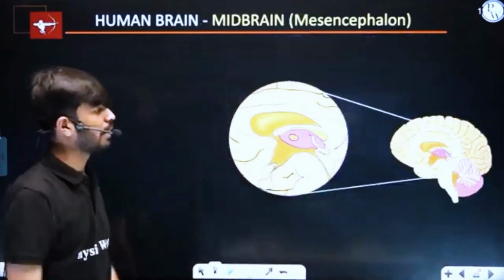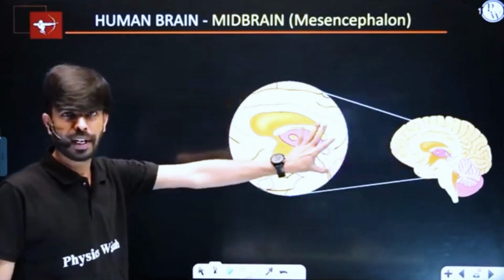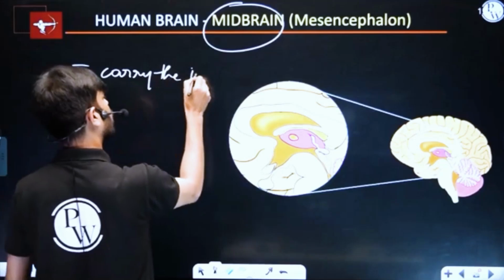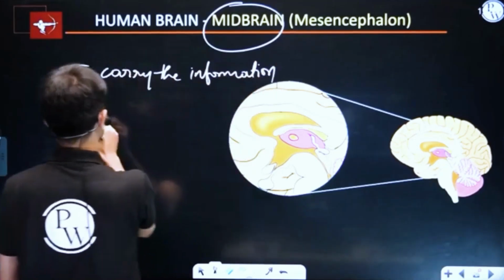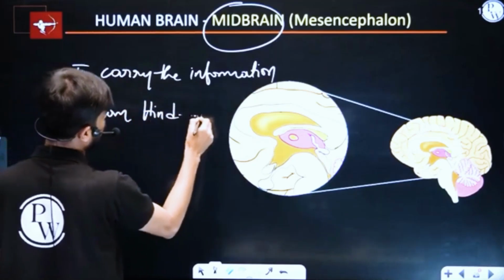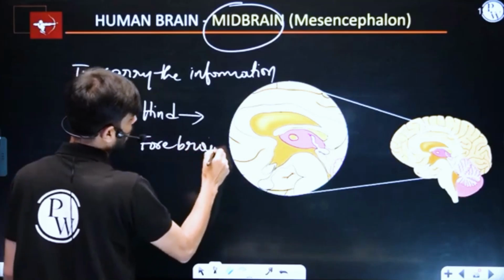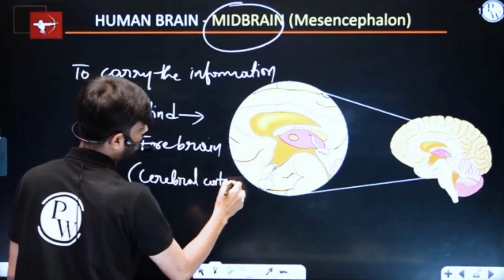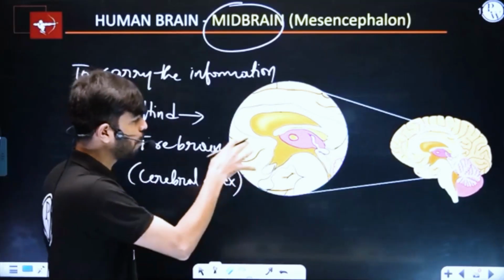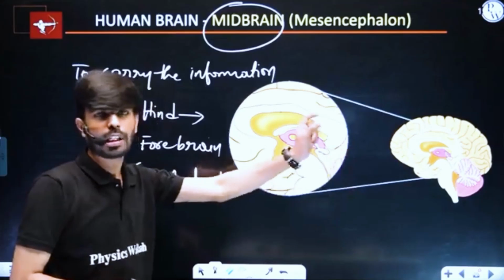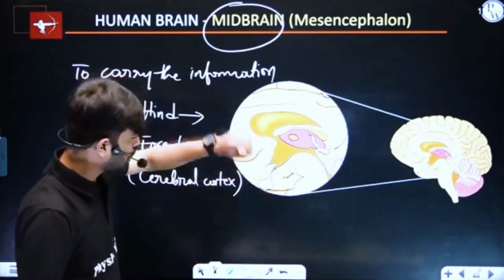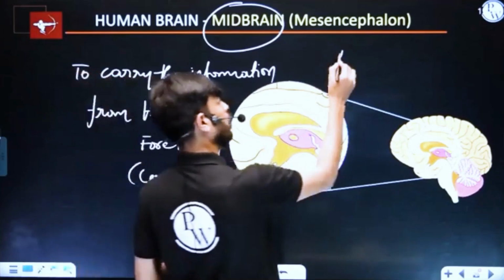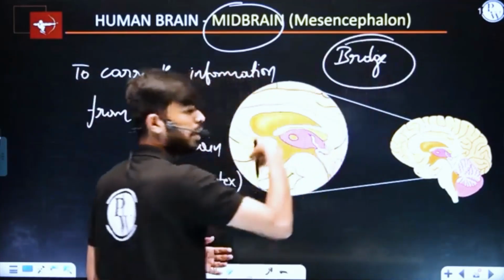And when it comes to the midbrain, you can focus here, this is the portion of the midbrain. The main function of the midbrain is to carry the information from hind brain to the forebrain. Especially the forebrain, you can say that is the cerebral cortex. As I said, there are many parts in that particular portion, for example corpora quadrigemina as well as substantia nigra. They are also responsible for receiving the information from the hind brain and sending that to the cerebral cortex to store. It acts as a bridge in between the forebrain and hind brain.